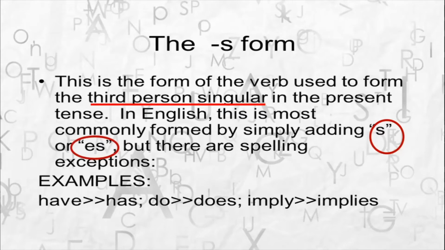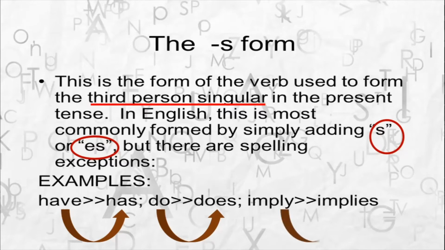Alright, so the s form of the verb is used in the third person singular in the present tense, and it is formed by adding s or by adding es. There are some exceptions also, like for example, have becomes has. Okay, so that is a little change. Then you have do, which takes es and becomes does, and imply, which drops the y and takes ies. So there are some exceptions also, but usually it is formed by adding an s or an es.